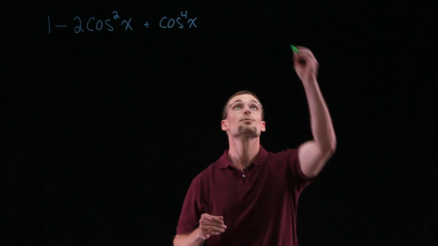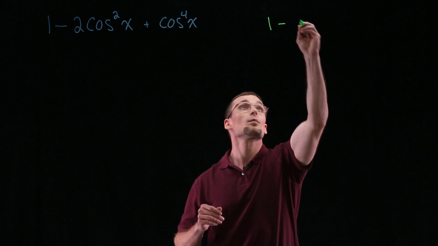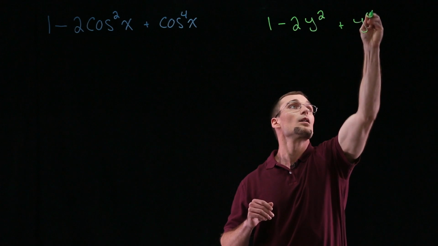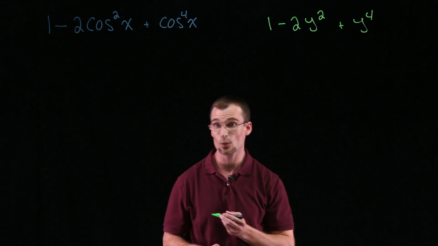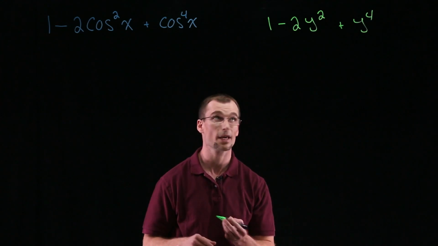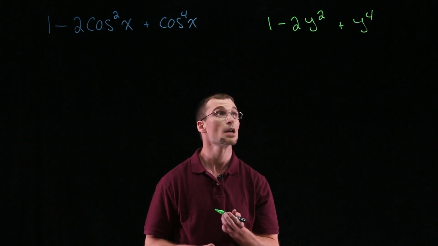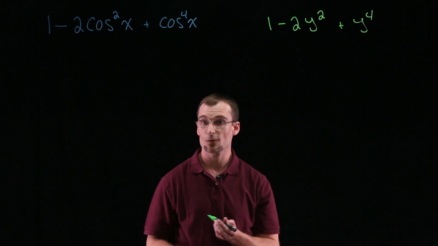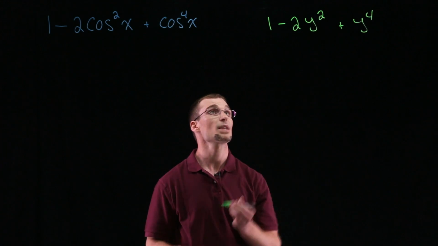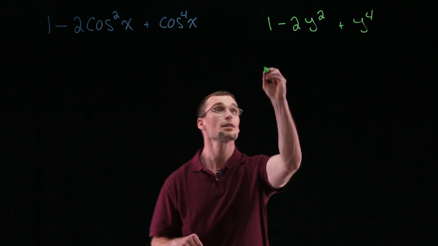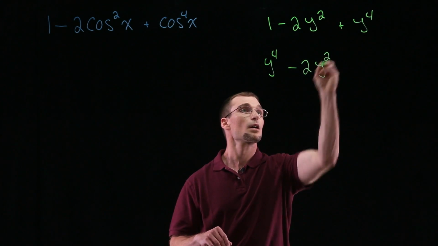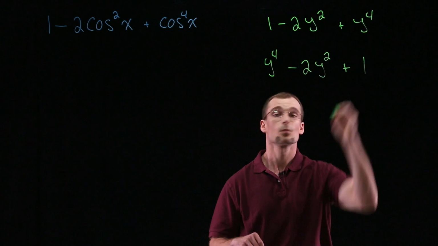So that's really the same thing as having something like, say, 1 minus 2y squared plus y to the fourth. And as we said, the first thing that we want to do is just factor this. So really we can kind of ignore the cosine part and just think about what we have as something like this. Okay? So in factoring things like this, which we've done before in algebra, I think the easiest thing to do is first rewrite it in descending power order. So we take our 1 minus 2y squared plus y to the fourth and write it as y to the fourth minus 2y squared plus 1.